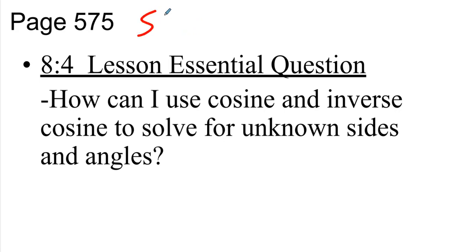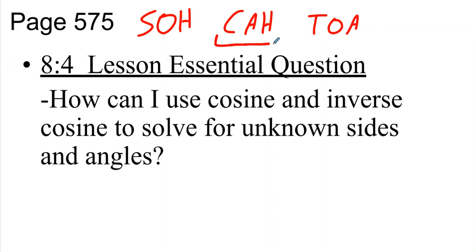So we have sine, which is opposite over hypotenuse. Cosine is a over h, that's adjacent over hypotenuse. And the last one, tangent, that was our first one, is opposite over adjacent. So let's learn about cosine, being adjacent over hypotenuse, and how I can use it.